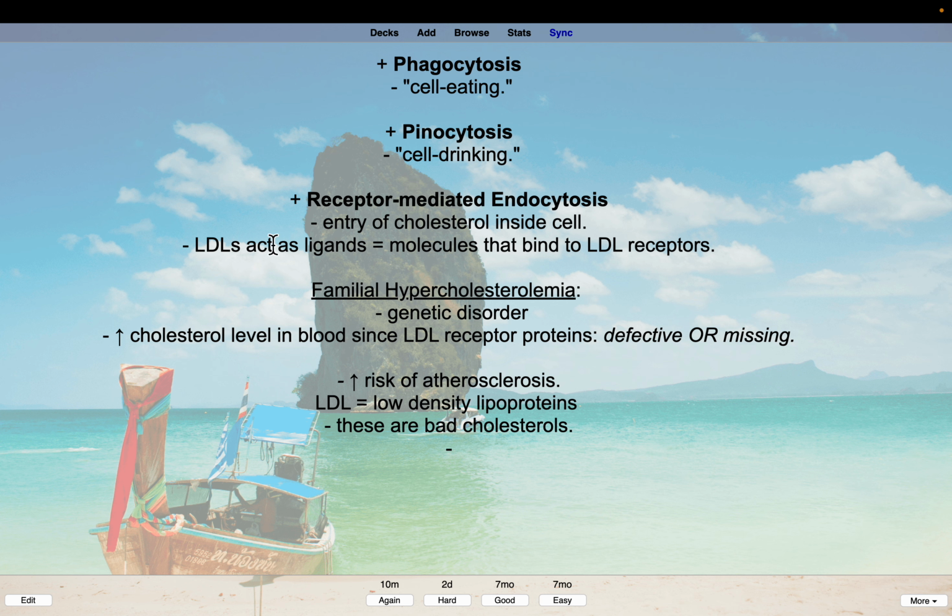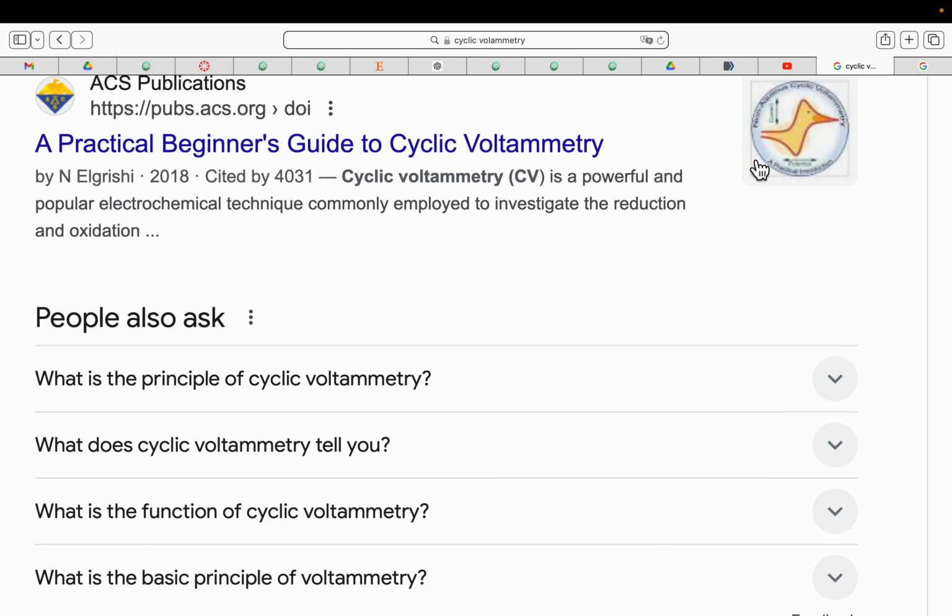LDL, I know this stands for something. Basically, they act as ligands, molecules that bind to LDL receptors. Let me just determine the meaning of LDL.